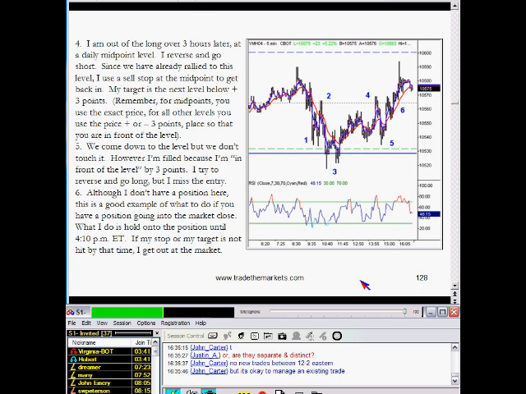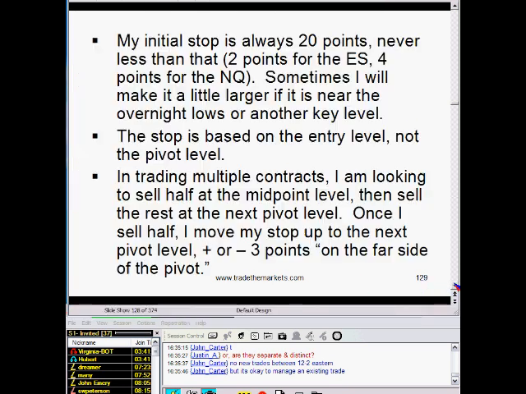So now what I want to do is, we've talked about the entries. Let's go ahead and talk about some of the other parameters on this. All right? On the Dow, my initial stop is always 20 points. I don't like to go less than that because what I found is that on the pivots, you want to give it at least 20 points and give it some wiggle room. You can use 10-point stops and actually still have pretty good success with the pivots.